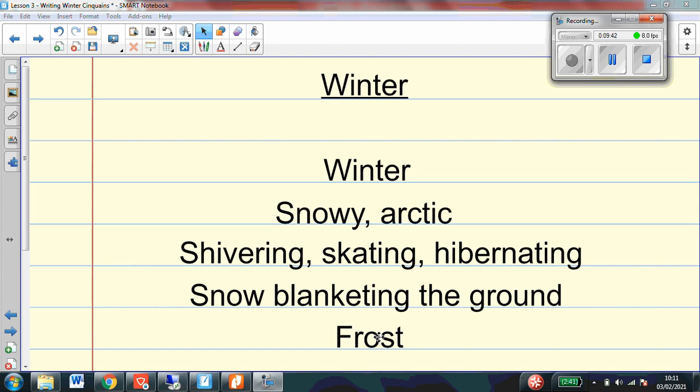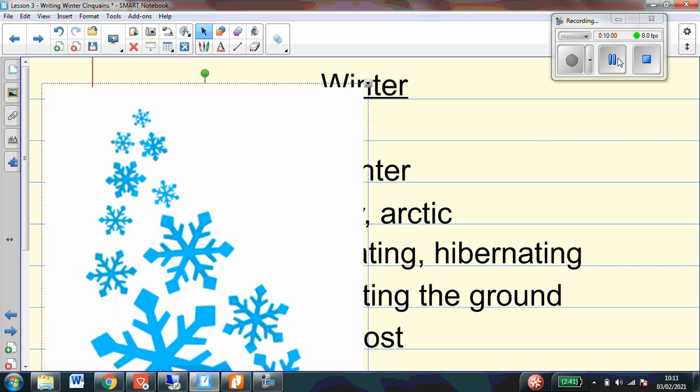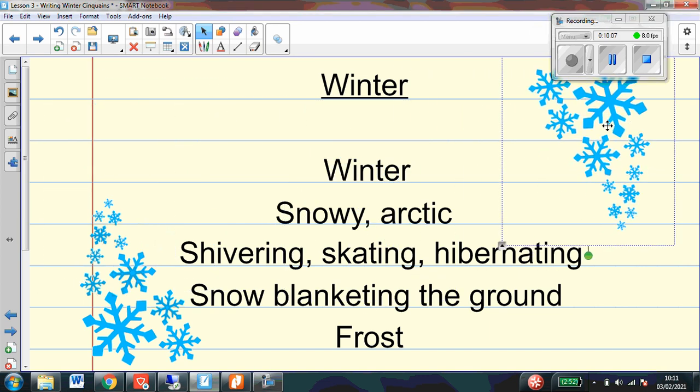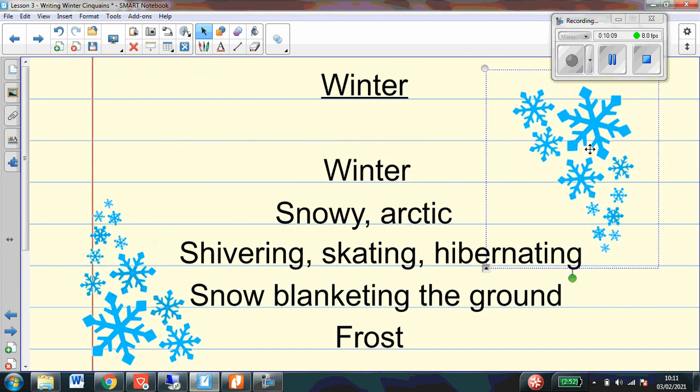Now, the last thing we need to do is just to make it a bit pretty. So now is your chance to be a bit of an illustrator to go along with your poem and perhaps draw a nice winter scene around it. Now, when I thought of mine, I immediately thought of snowflakes. So I think I'm going to add some snowflake pictures to the outside. Okay, so I've added my snowflake pictures to the outside, and I think now this just really finishes it off and makes it look like a really wintry poem.